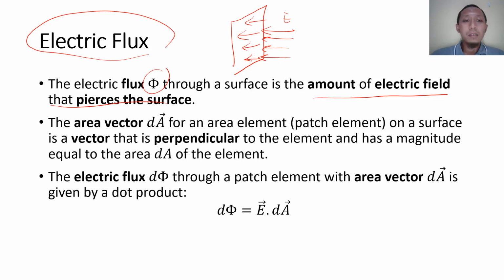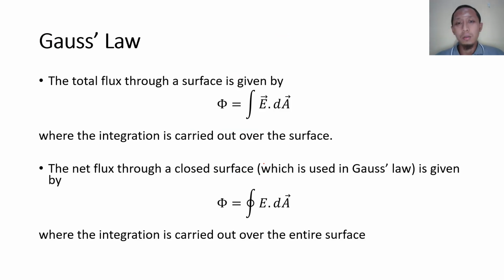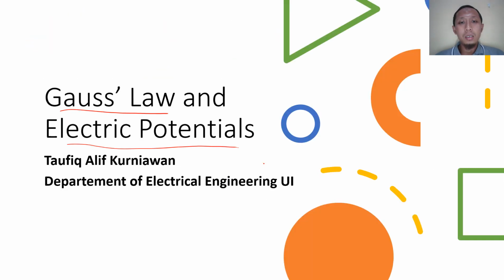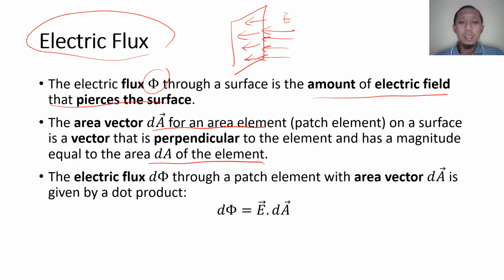And then the area vector dA for an area element or spatial element on a surface is a vector that is perpendicular to the element that has a magnitude equal to the area dA of the element. Okay. So if we have the illustration of electric field like this one, and then this is the surface, the vector of the surface is like this one. So this is the vector of the surface, the A.